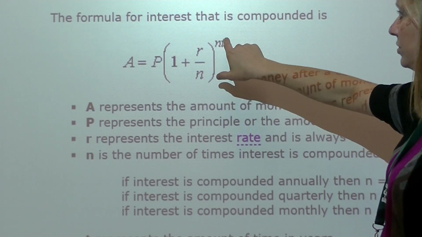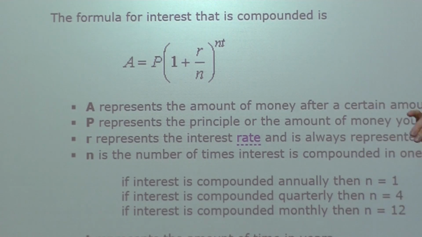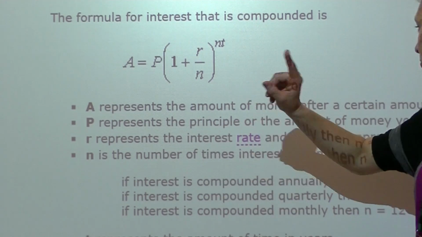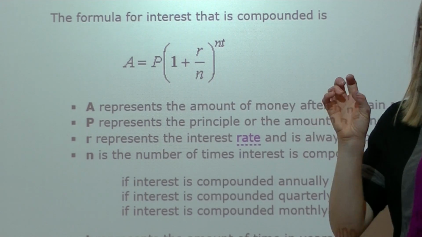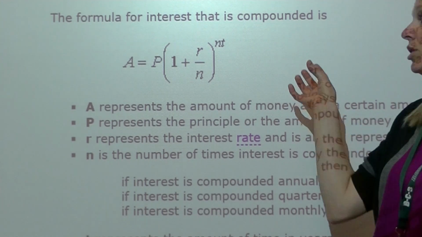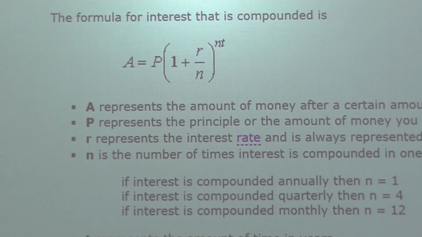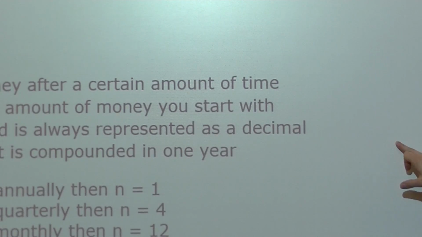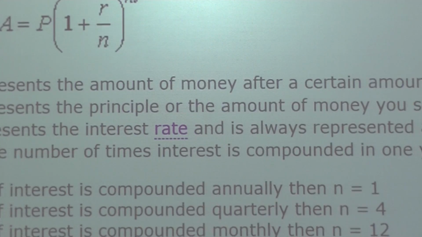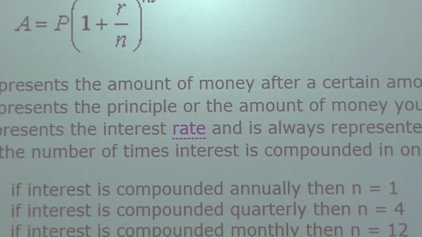It's an exponential function because our powers are variables. A is going to represent the amount of money after a certain amount of time. P is going to represent the principal. So P stands for the money we start with. So if we're talking about a savings account, it's how much money we deposit initially. R represents the interest rate, but no percentages. Interest rates are always represented as a decimal. So typically we're going to be given that value as a percent, so we're going to need to convert it to a decimal. And n is the number of times interest is compounded in 1 year.